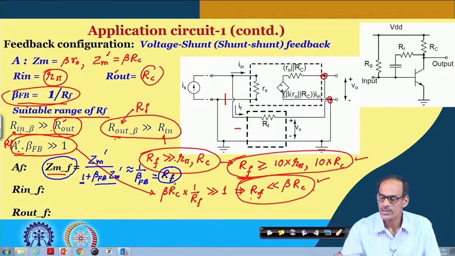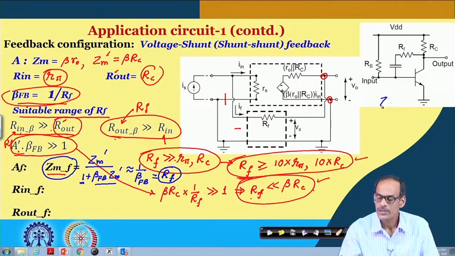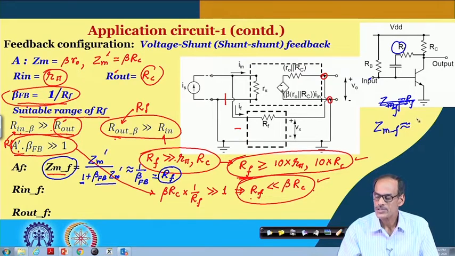So, we can say that in this circuit, Zm of the feedback system, once we have this R f, is equal to R f, which means that ZMF is for all practical purposes equal to R f.